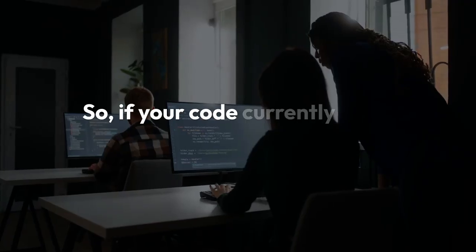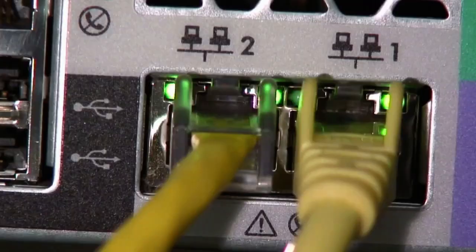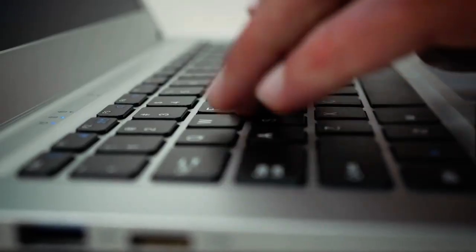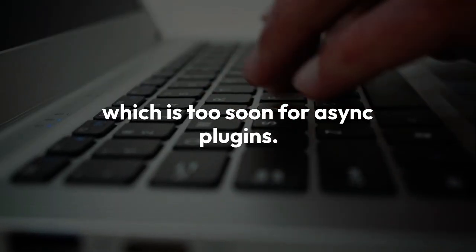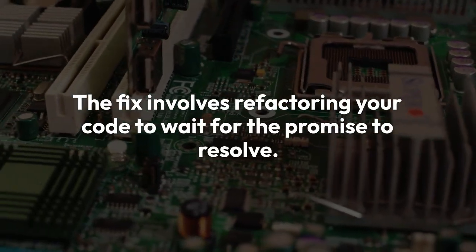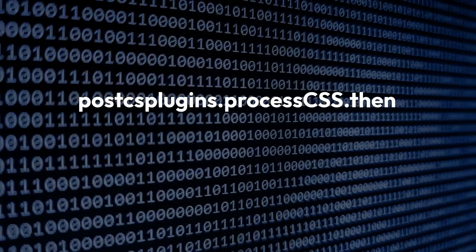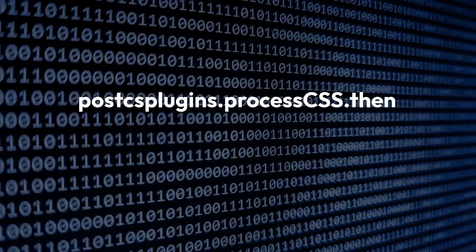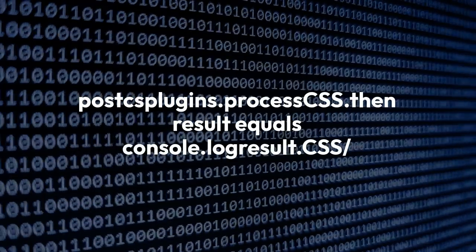So, if your code currently looks something like const processCSS = postcss(plugins).process(css).css, and you're getting this error, it's because you're trying to access .css directly, which is too soon for async plugins. The fix involves refactoring your code to wait for the promise to resolve. You would change it to something like this: postcss(plugins).process(css).then(result => console.log(result.css)).